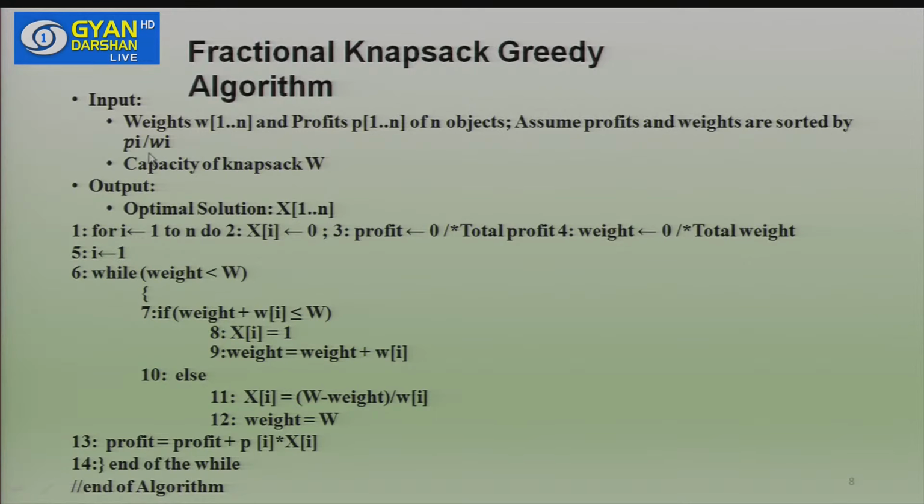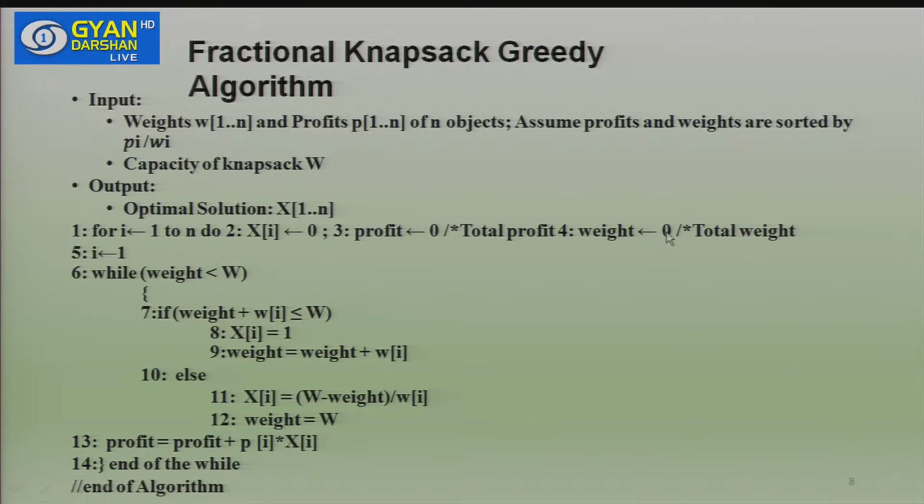Profits and weights are sorted by PI divided by WI, which is profit per unit weight. That means the best profit per unit weight, that particular object, is object 1. So if that is object 1, that is the value of I, while weight is less than W, we have not packed anything. Then the next line is: if weight plus WI is less than W. So if that happens to be true, that means we have added the weight of the object to the initial weight.